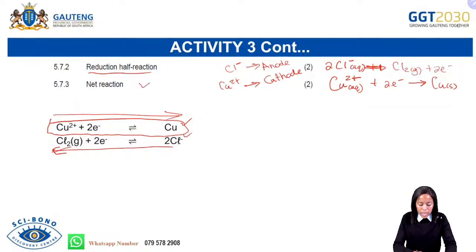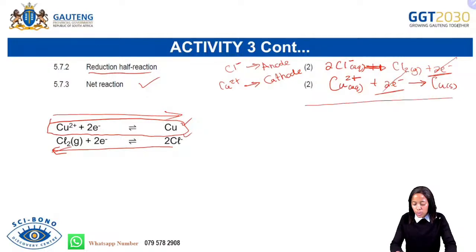So for us to write the net reaction, what are we going to do? We are going to check the number of electrons. If the number of electrons are balanced, we can therefore write whatever we have on the left and whatever we have on the right. Now we see that for chlorine we have 2 electrons, and for copper we also have 2 electrons.